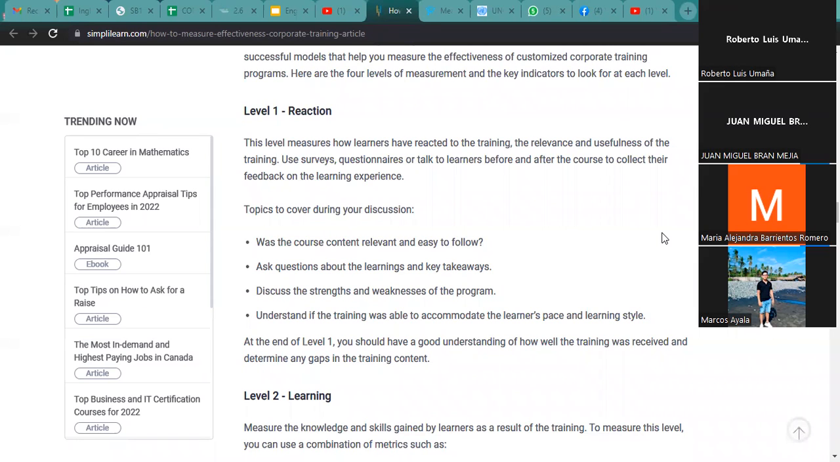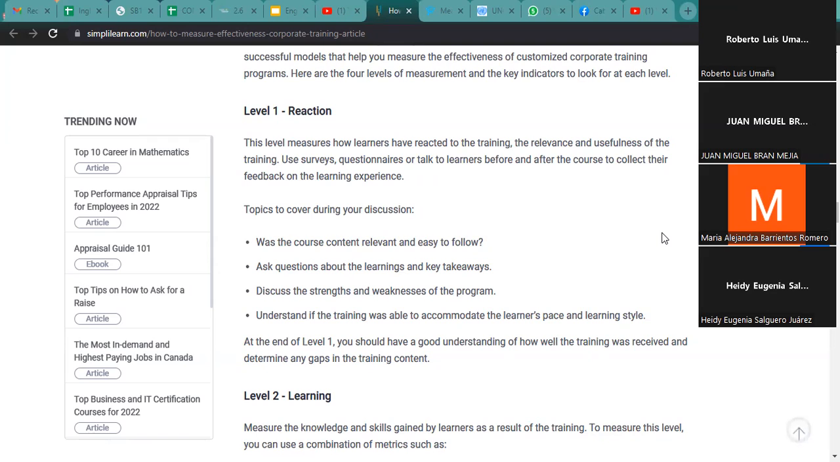Was the course content relevant and easy to follow? That is something that is very important, so everybody understands what is going on in the training. Ask questions about learnings and key takeaways, of course. Discuss the strengths and weaknesses. And the fourth, I believe, is one of the most important: if the trainer was able to accommodate to the learners' pace. Not everybody learns at the same pace. You need to accommodate to the slower learner, so you can be sure that everybody has understood everything in the training.